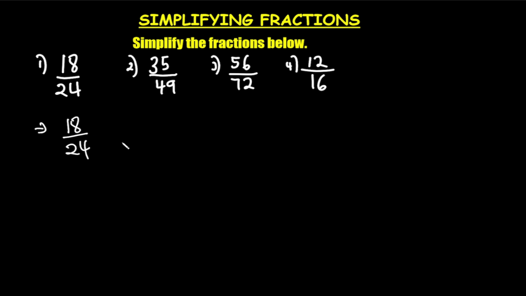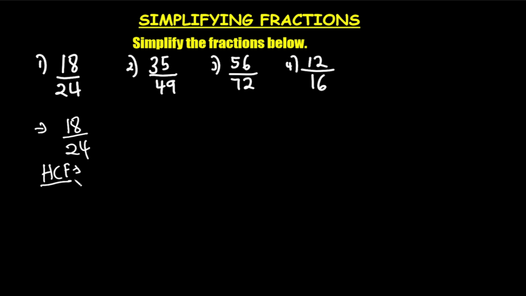Now there are several ways we can simplify this fraction, but in this video I'm going to use two main ways. The first one is to find the HCF. The HCF stands for the highest common factor between the numerator and the denominator. If you don't know how to find the HCF, I also have a video on how to find the HCF of two or more numbers. So in this video I'm not going to solve for the HCF.